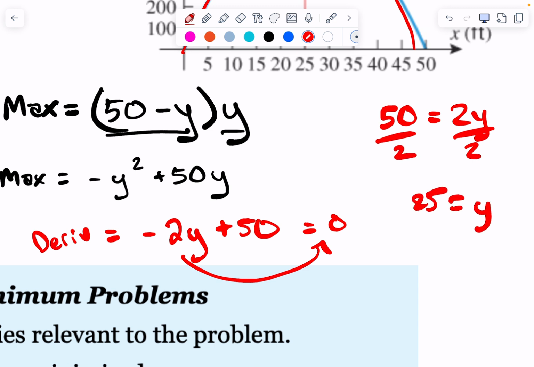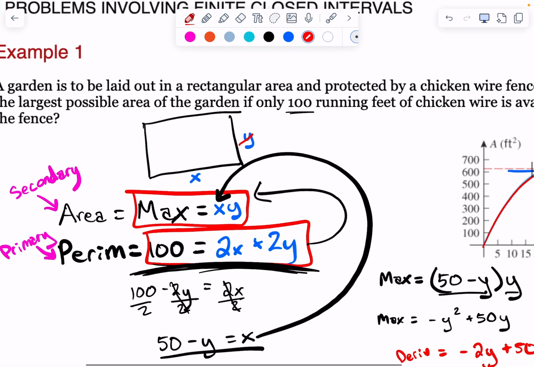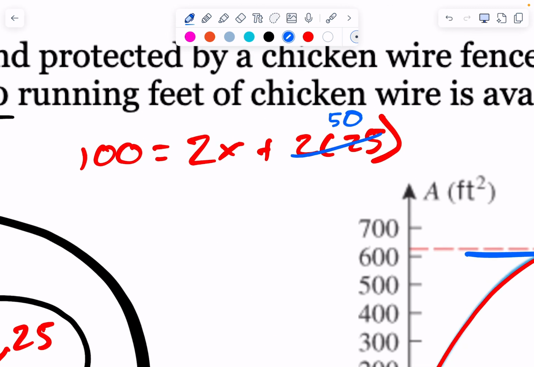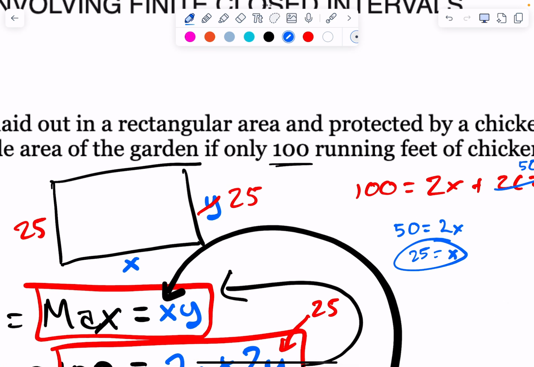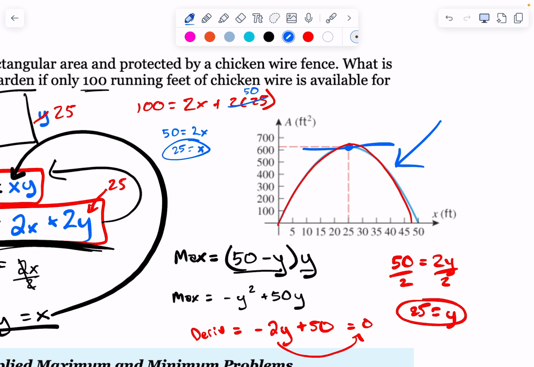Now, if y is 25, I'm going back to my diagram over here. If y is 25, that means this side's also 25, right? I know they have to add up to 100, so I could plug 25 in here and solve if you want to. 100 equals 2x plus 2 times 25. 2 times 25 is 50. If I subtract 50, 50 equals 2x, and x is also 25, right? Or you can just do the mental math and see from the diagram that x has to be 25 as well. So really x and y are the same dimensions there, which we kind of already anticipated.